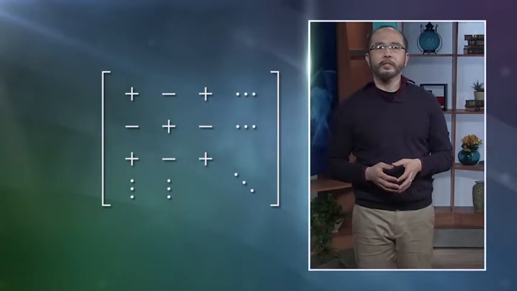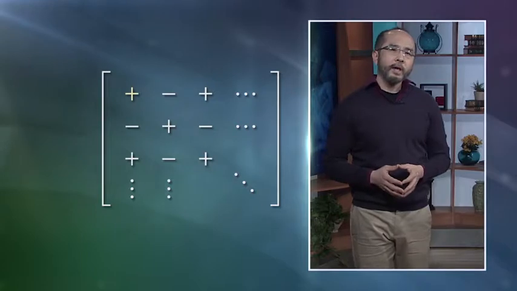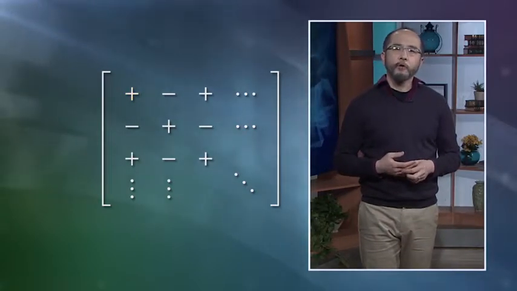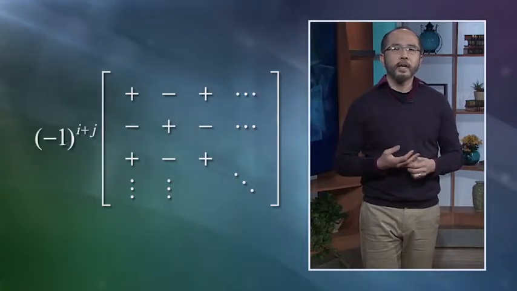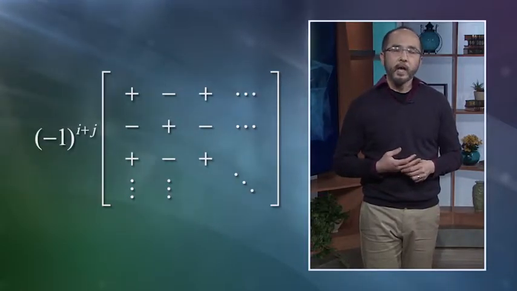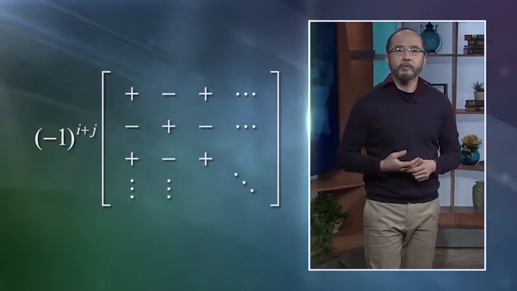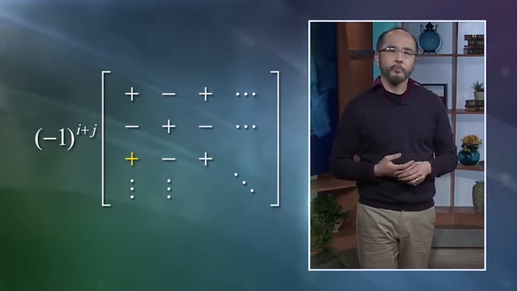And there's an alternating chessboard pattern that may help you remember which signs go where. The pattern starts with a plus in the upper left corner. If the coefficient comes from row i, column j, the term should have sign (-1) to the i plus jth power. You can see from this figure that the second row starts with a minus and the third row starts with a plus.